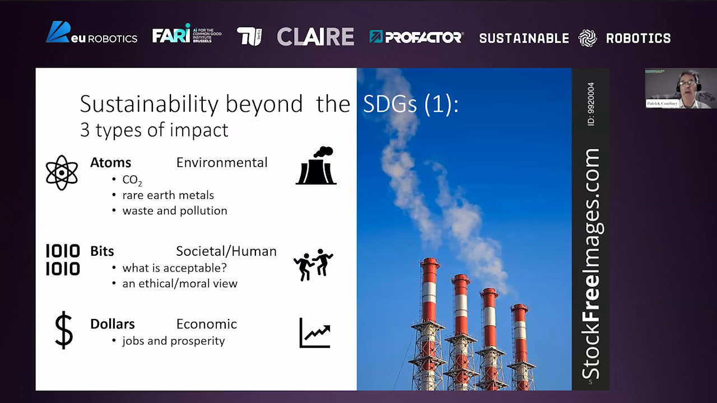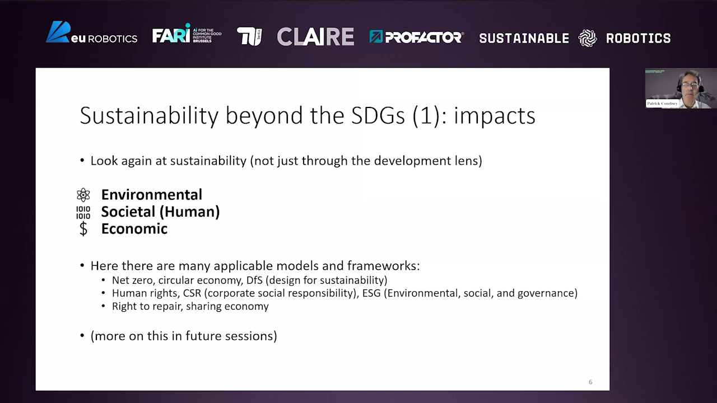And then I distinguish a third type, which is the strange world of bits, which is dollars and money. So the economic sustainability is also quite important. We want jobs, we want prosperity, but we don't want to do it to the point where it destroys things. So those three aspects, I feel, are useful elements of the impact, and I'll use those in the next few slides. So what I'm suggesting here is we look at sustainability, not just through the development lens, but also through these three other aspects: environmental, societal, and economic.